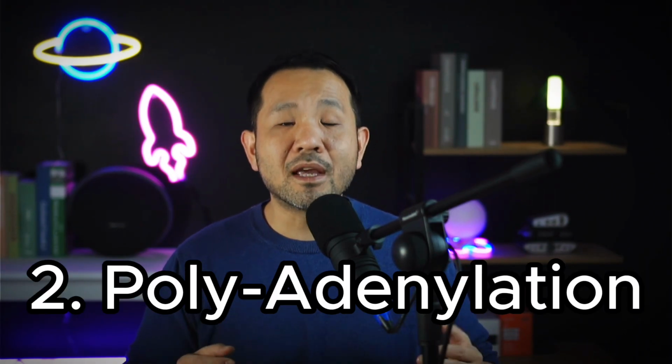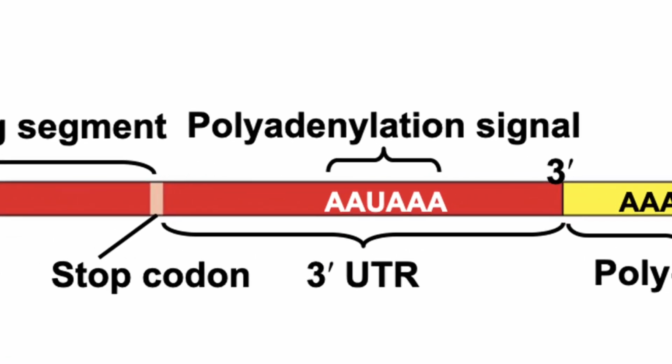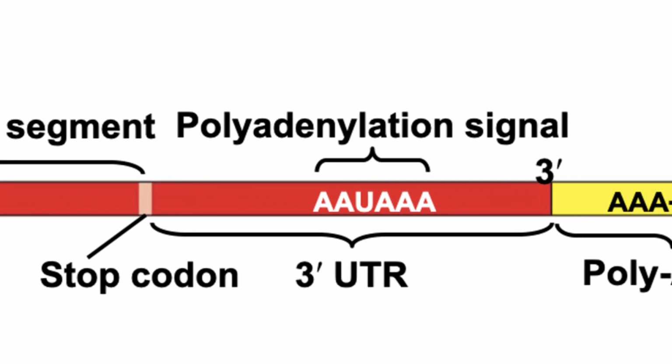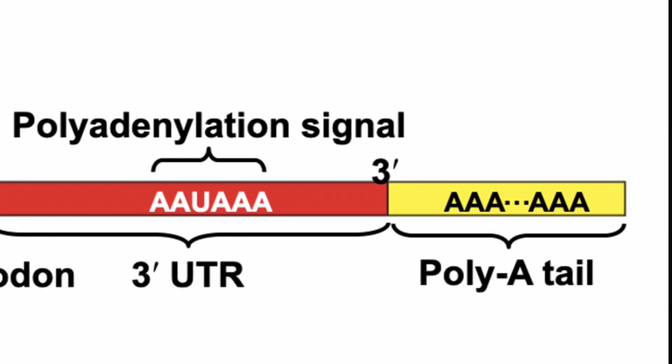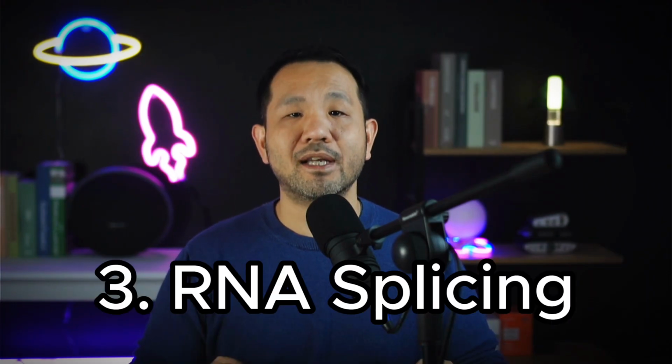Second is the addition of a ton of adenines at the 3' end of an RNA molecule. This is called polyadenylation and is typically performed with the recognition of the polyadenylation signal AAUAAA. Typically, some 50 to 250 adenines are added, which then further protects that mRNA from degradation in the cytoplasm. Last but not least, we have RNA splicing. This one requires a little bit more explanation.